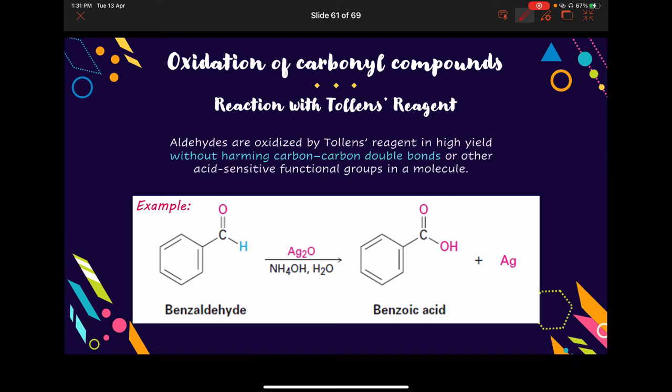If you look at the example here, when the benzaldehyde goes through the Tollens' reagent, it gives benzoic acid. The reaction goes through without harming the carbon-carbon double bond, which means it just converts the H of the aldehyde into the OH. And of course, the Tollens' reagent gives the silver metal, which is the positive silver mirror result.